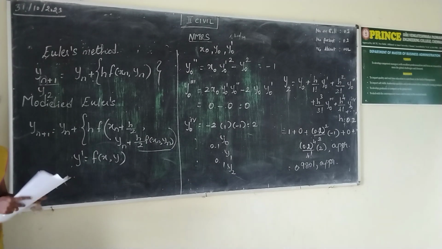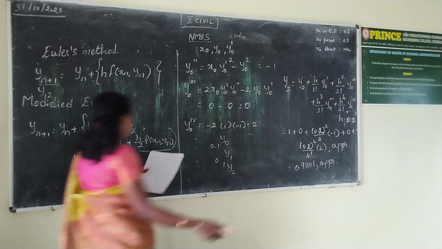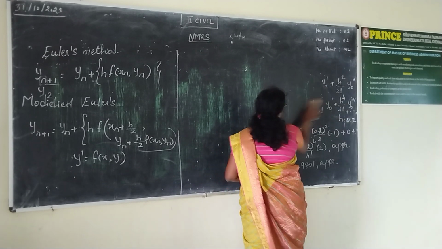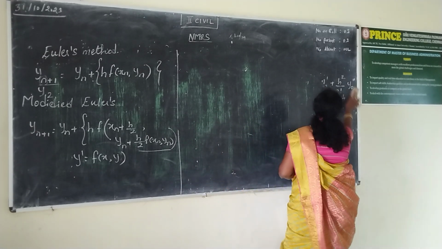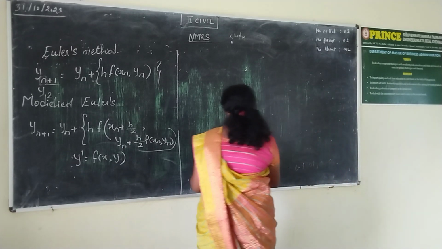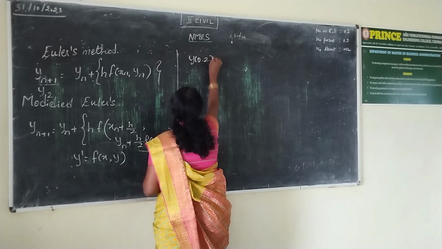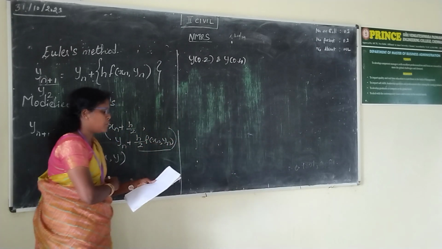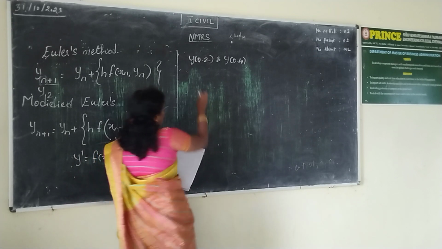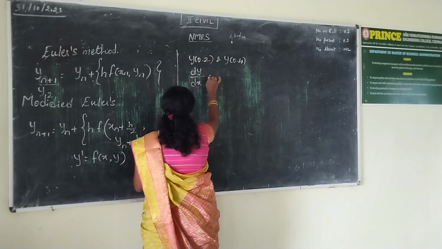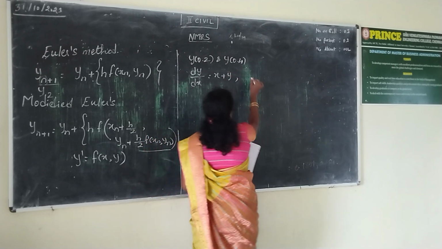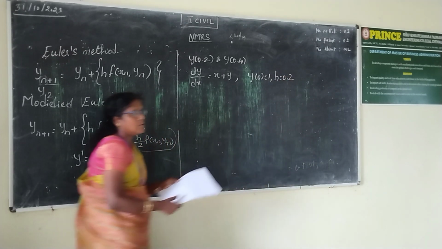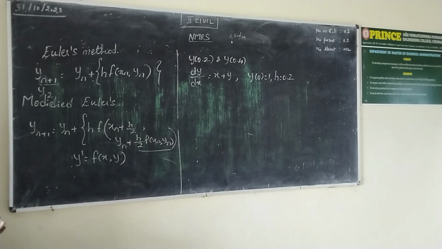First one, using Eulers method, find y of 0.2 and y of 0.4 from dy by dx is equal to x plus y, with y of 0 equal to 1 and h equal to 0.2.